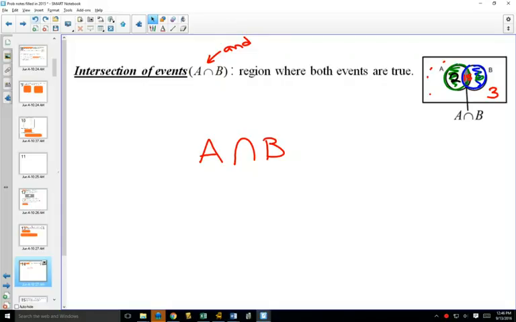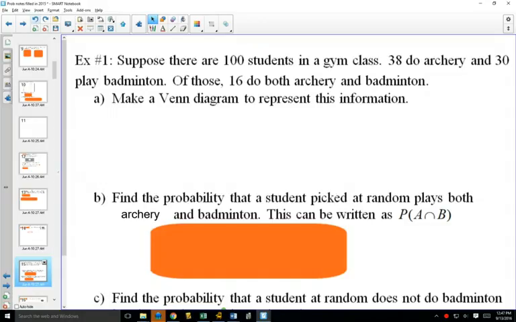So maybe that helps you remember that it's this one and that one as far as the language goes. All right, so we're going to make a Venn diagram for this example.